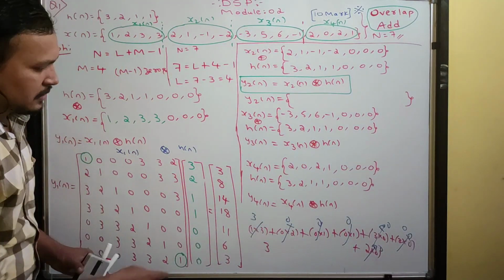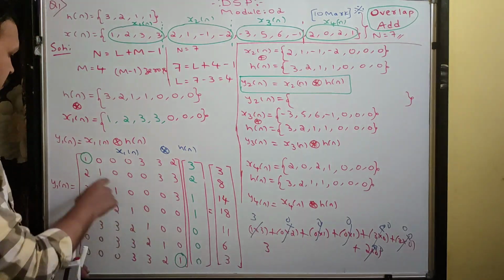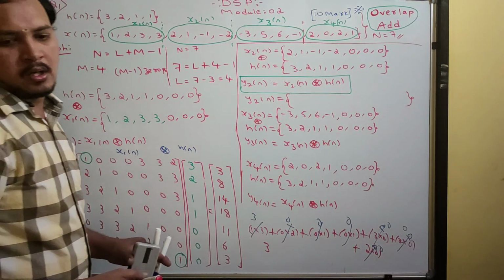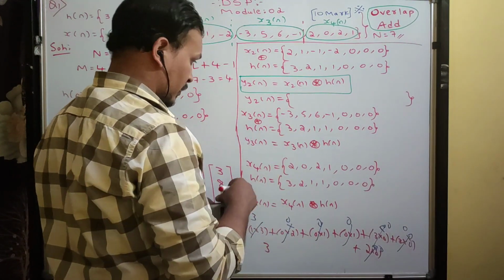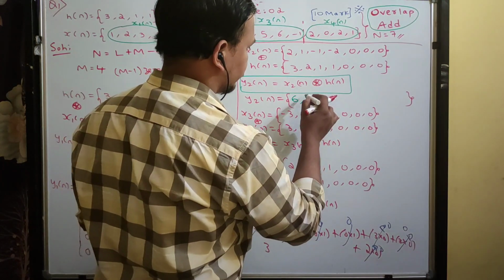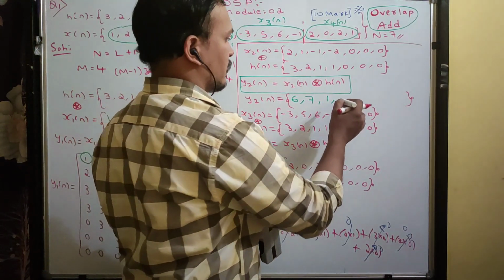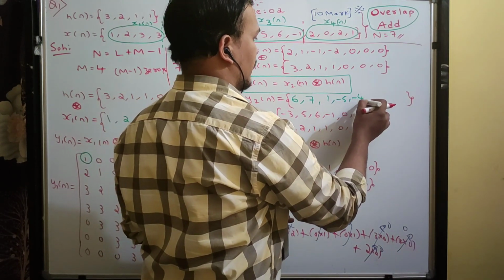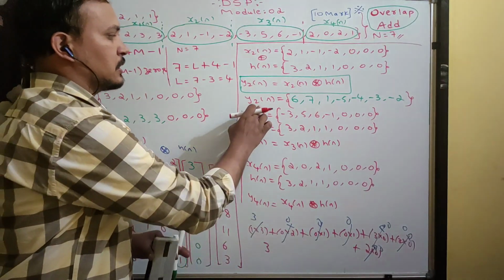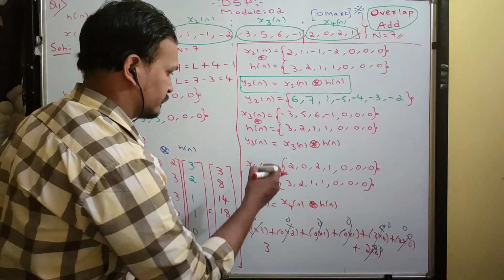See here, vertical is there. Same thing you write horizontally. That's it. That is your output y1 of n. Next y2 of n. Copy down the values. I will give y2 of n. You will get 6, 6, 7, 1, minus 5, minus 4, minus 5, minus 4, minus 3, minus 2. These are the values you will get for y2 of n. Okay, next y3 of n.